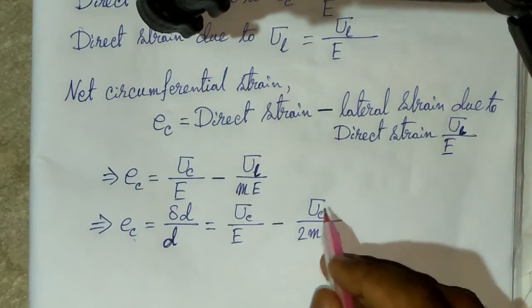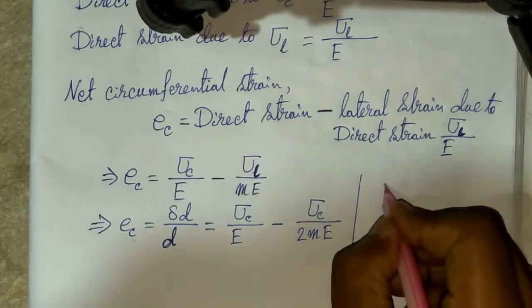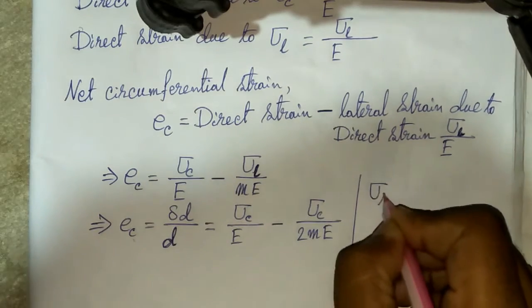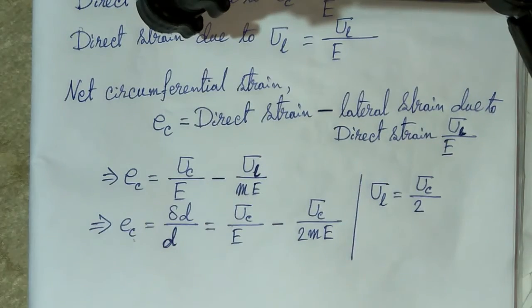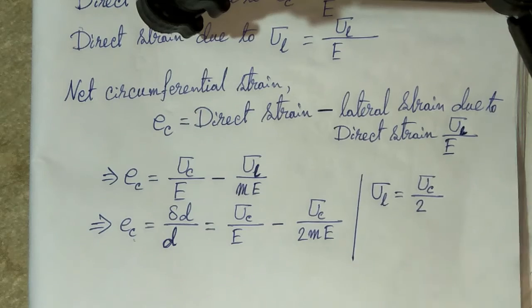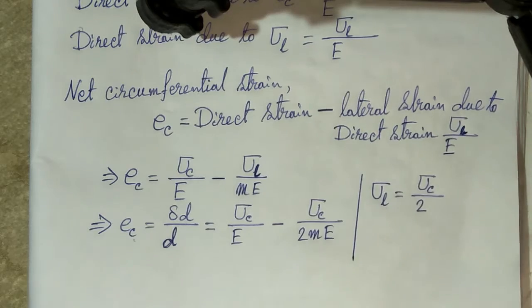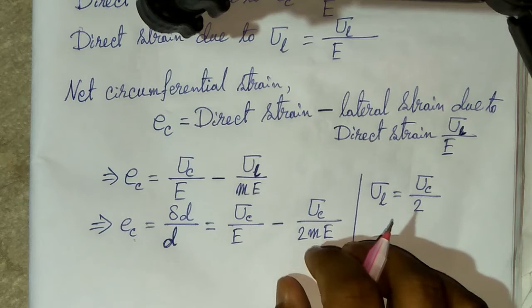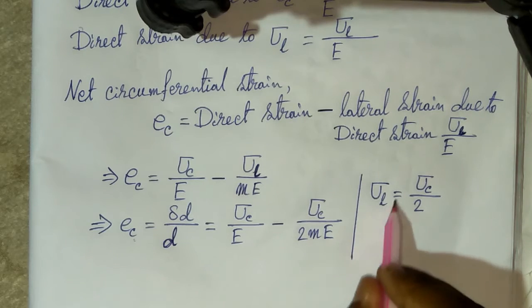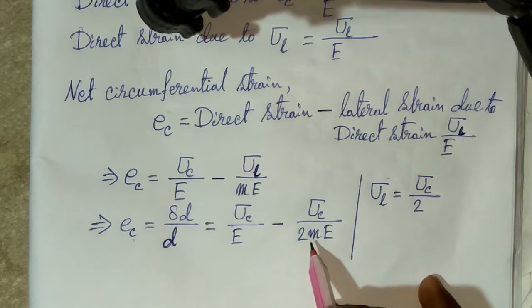Why this sigma c by 2? Where does this sigma c by 2 come from? From the relation we know that sigma L is sigma c by 2, because the value of sigma c is pd by 2t, and the value of sigma L is pd by 4t. So sigma L is nothing but sigma c by 2. So by substituting this sigma L value into this expression, we get sigma c by 2m.